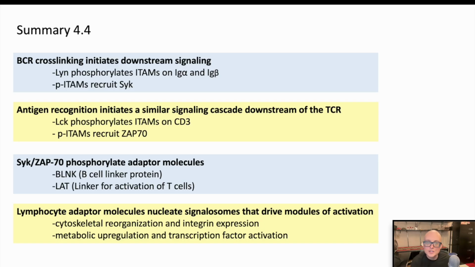Okay, that covers it for our discussion of antigen binding and antigen receptor signaling. I'll see you in the next module.